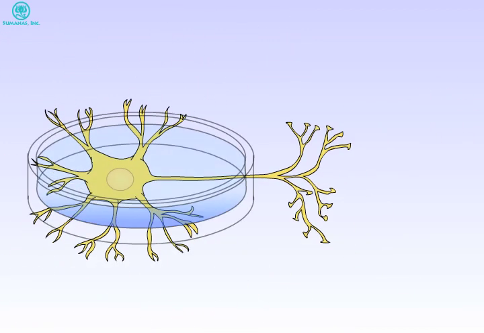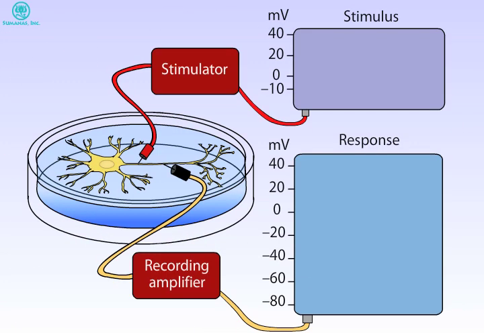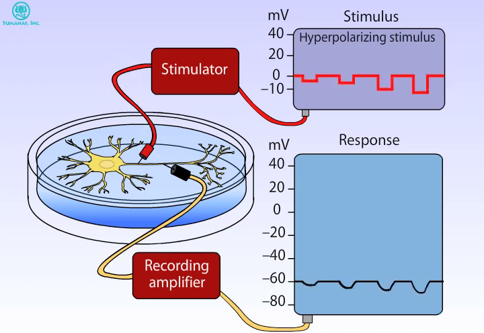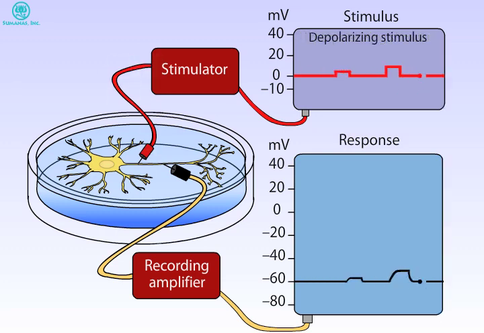In this experiment, the current injected into the cell, the stimulus, is represented in the upper graph, and the voltage response below. Notice that a hyperpolarizing current drives the membrane potential in a negative direction, with the voltage response of the cell directly proportional to the magnitude of the injected current. The same relationship is true for small injections of depolarizing current. The voltage response of the cell is directly proportional to the magnitude of the injected current.